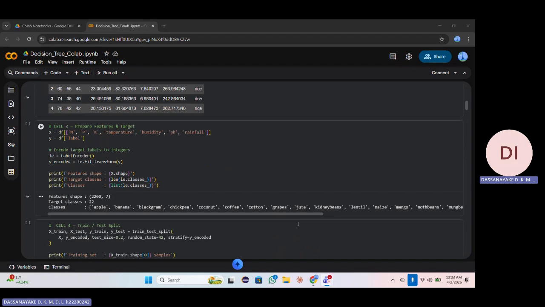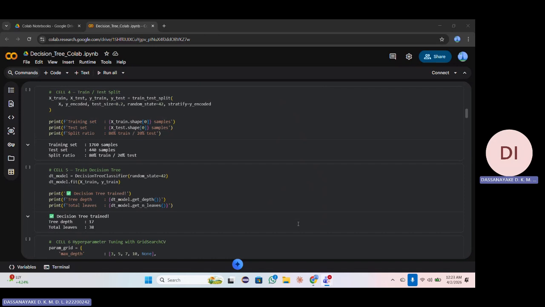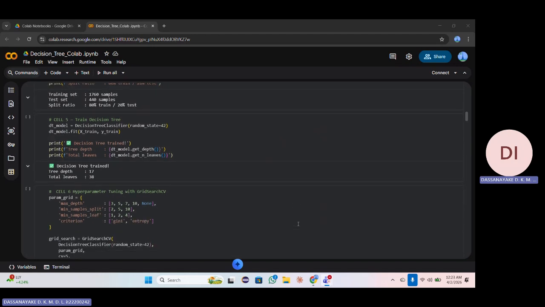For pre-processing, we first selected 7 relevant feature columns and isolated the target label. We then applied label encoding to convert the crop names into integer values, which is required for the sklearn classifier. We also performed an 80-20 stratified train test split, ensuring every crop class is proportionally represented in both training and test sets. The stratification was key here because with 22 classes, a random split would leave some classes unrepresented in testing.